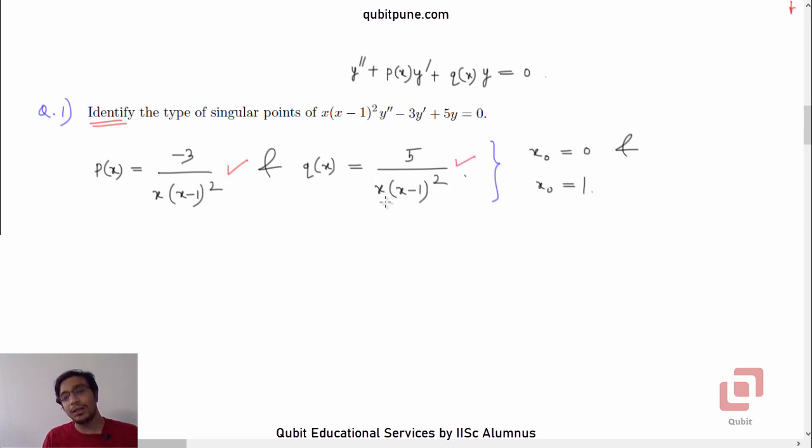Now clearly these two are rational functions. So the rational functions are singular at those points where the denominators go to 0.